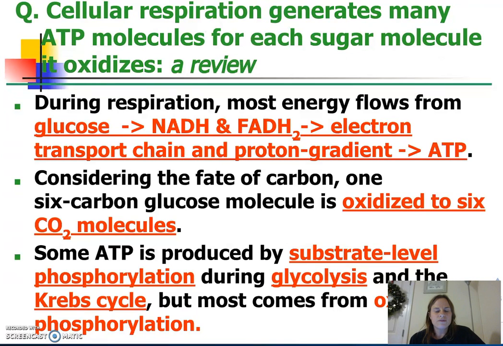So how does energy flow during cellular respiration? Well, from glucose, the energy goes to our electron carriers, NADH and FADH2, which then gets put into the electron transport chain, creating a proton gradient, and lastly is put into ATP. So what happens to that 6-carbon glucose molecule? Well, you get 6 carbon dioxide molecules.